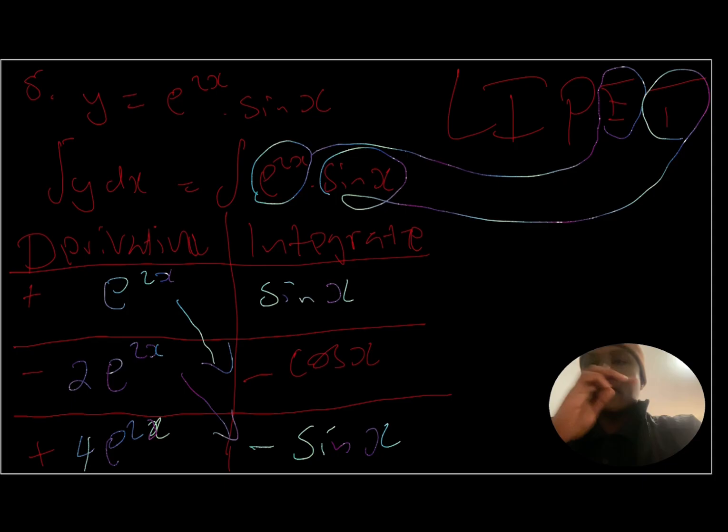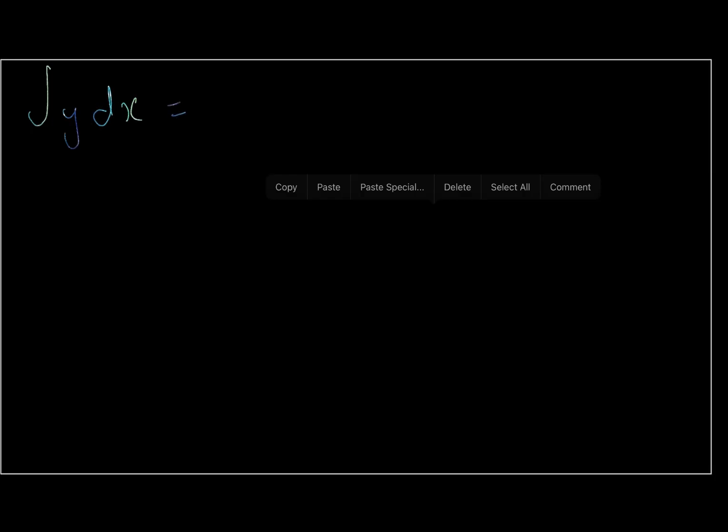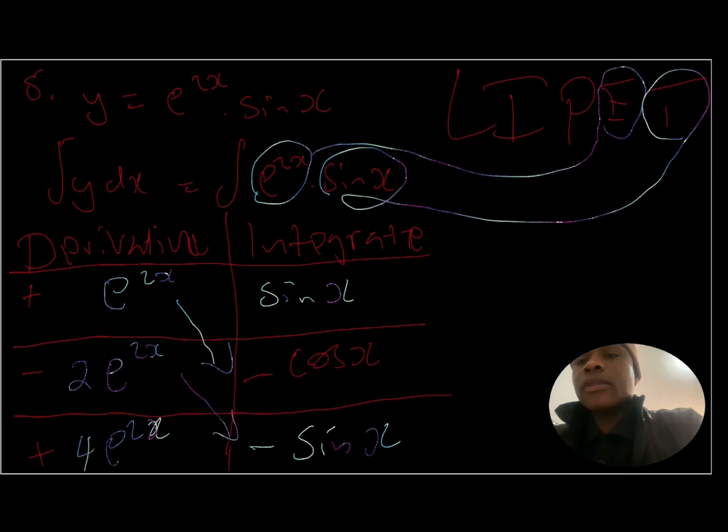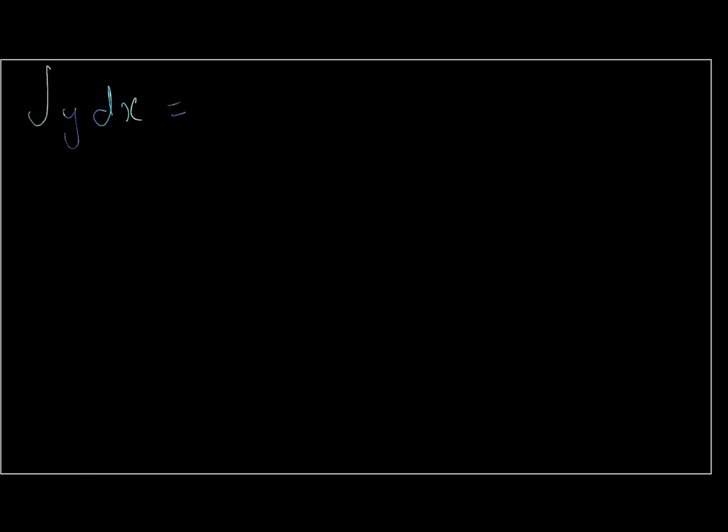Therefore, when we cross multiply, we're going to write our equation. Our equation y is equal to, let us cross multiply. When we cross multiply, positive e to the power 2x multiplied by negative cos x will be negative e to the power 2x cos x, right?